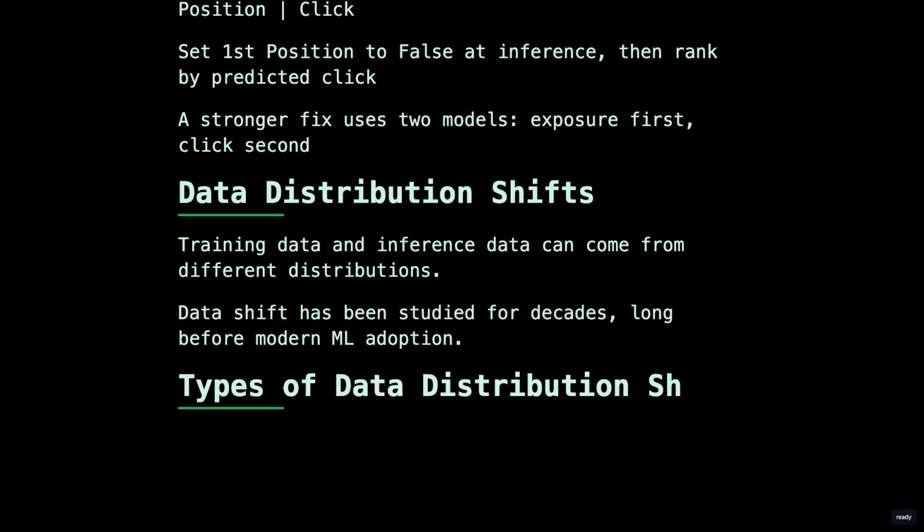Data shift is not one single thing. The useful distinction here is between covariate shift, label shift, and concept drift, because each one changes a different part of the data generating process.